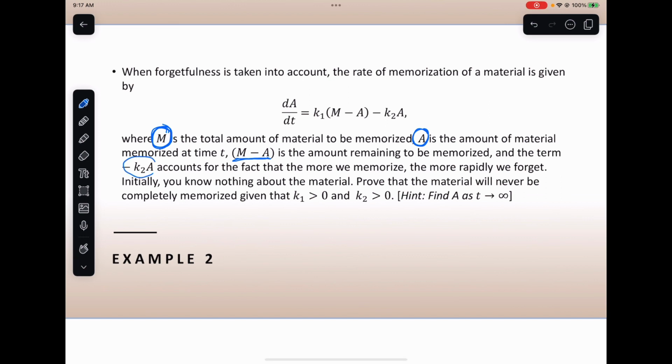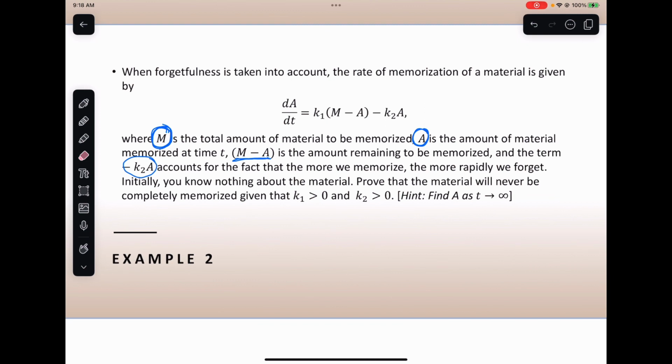And then the minus K2 times A accounts for the fact that you're going to forget something. It doesn't mean that once you memorize, it will be retained. There is a higher possibility that you are going to forget something out of the material that you memorize. So it follows that the more we memorize, the more rapidly we can forget. Initially, you know nothing about the material that you are about to memorize.